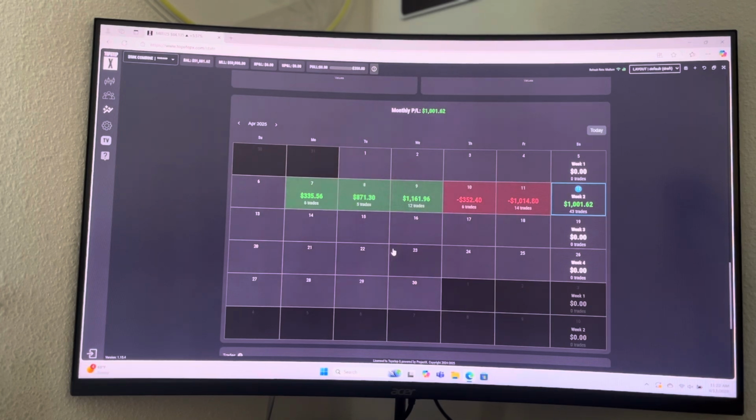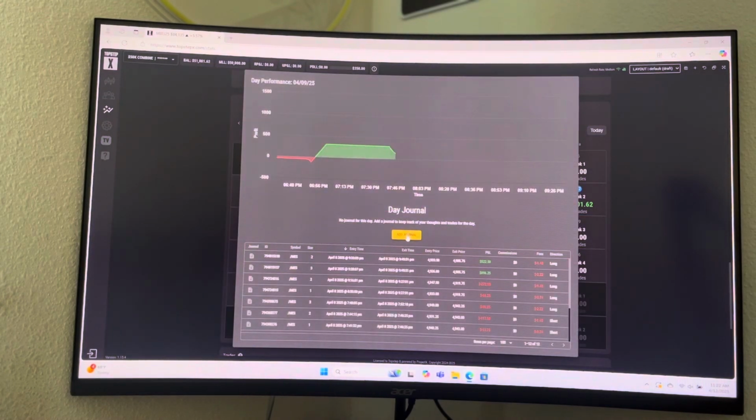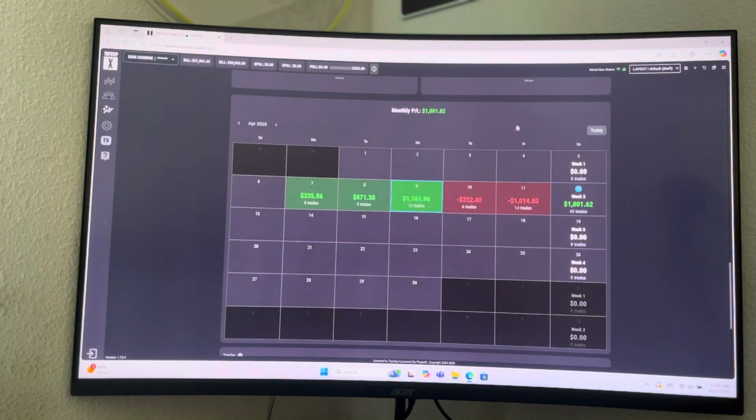And you can click on the days as well and hit add journal, right? And then you can upload pictures of the trade recap. You can type, talk about how your emotions were throughout the trades, what you did right, what you did wrong, and then come back and reflect on it later in the month. So a lot of great features from Top Step X here.